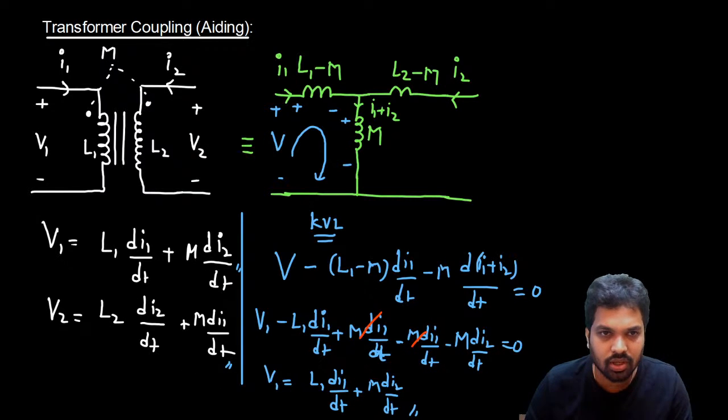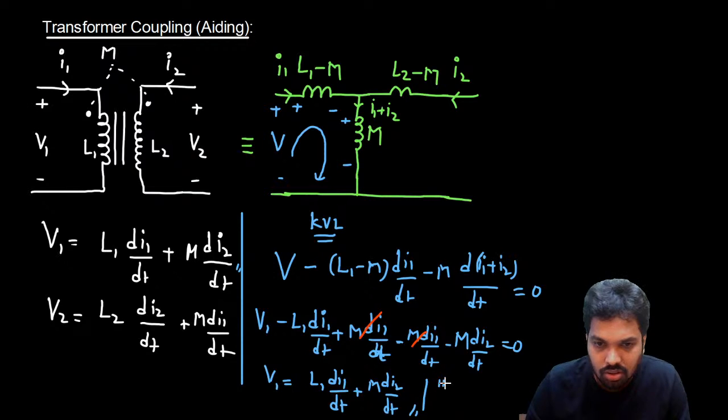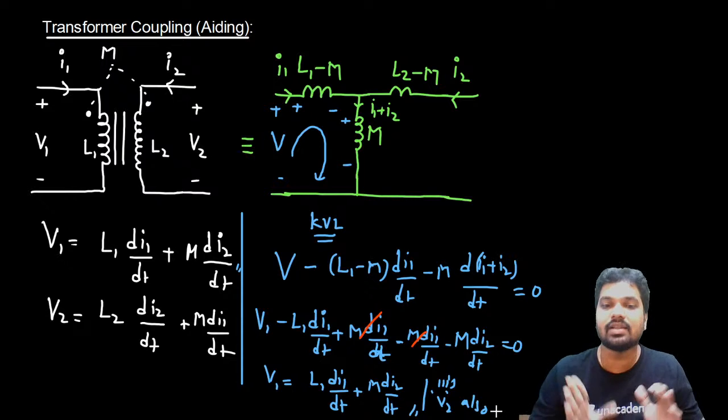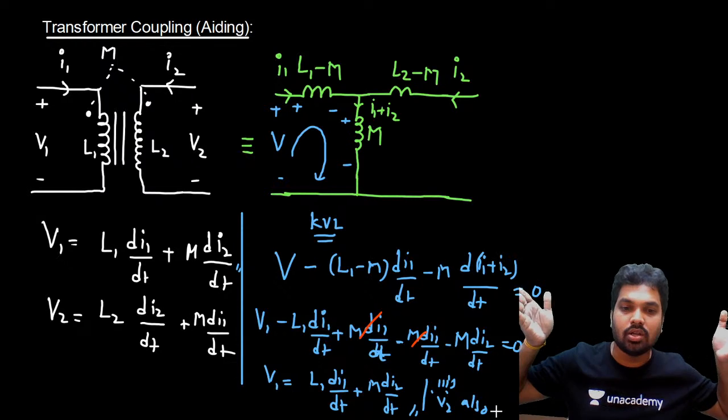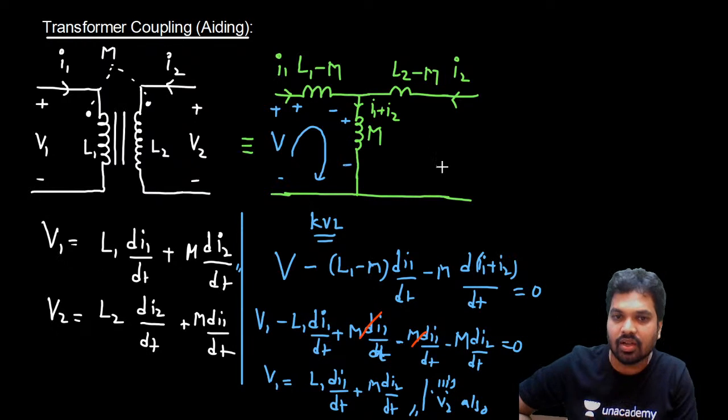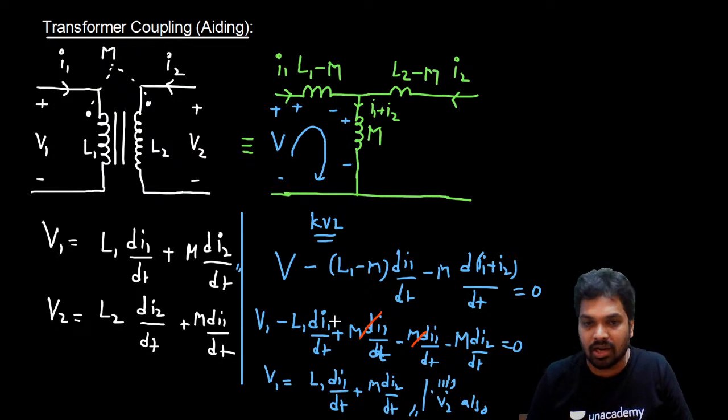Similarly, you can prove it for V2 also. Then I can say that for the mutual induced, you can replace this particular figure with this figure. It will give you the same analysis.